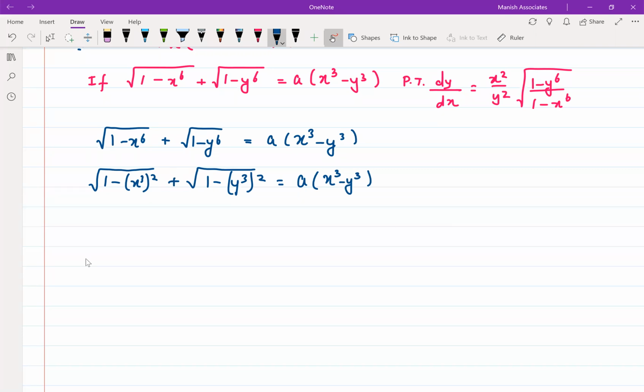So I have done the root of (1 minus x cube) the whole square plus root of (1 minus y cube) the whole square. Now I am seeing the expression resembles the form a square minus x square. Repeating again: the expression resembles the form a square minus x square. But here two different substitutions will come. I'll put x cube equals sine alpha and y cube equals sine beta.